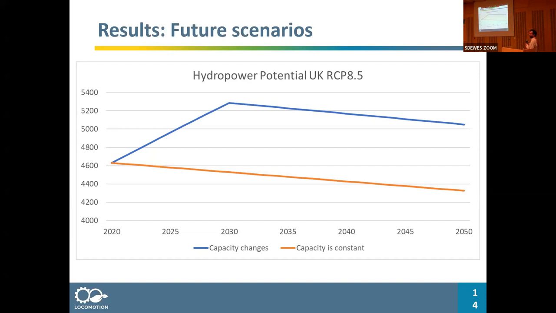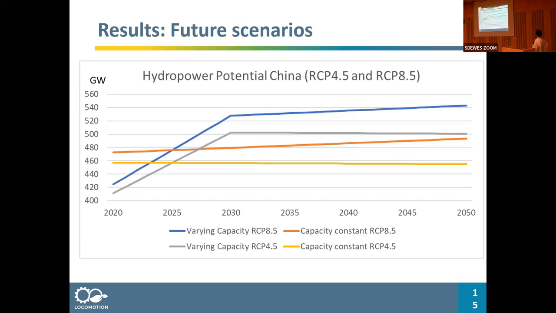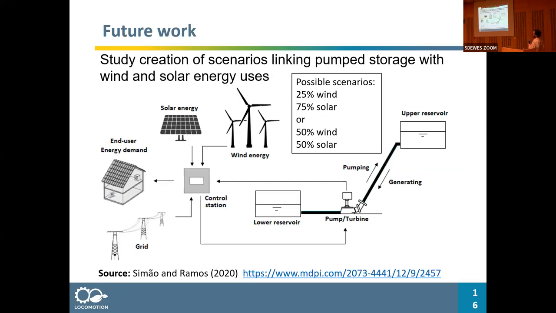So we use those projections of the installed capacity until 2030, and we computed with the water availability. But then if the capacity remains constant for the future, we have an increase, and then we have again a little decrease of the potential for the future. This is for the UK, and for China, using the two scenarios, we have an increased potential, of course with some limits, for the future for the RCP 8.5. And we have again a change in this behavior if the capacity is for the RCP 4.5, because we have less water available. So this is a developing work.